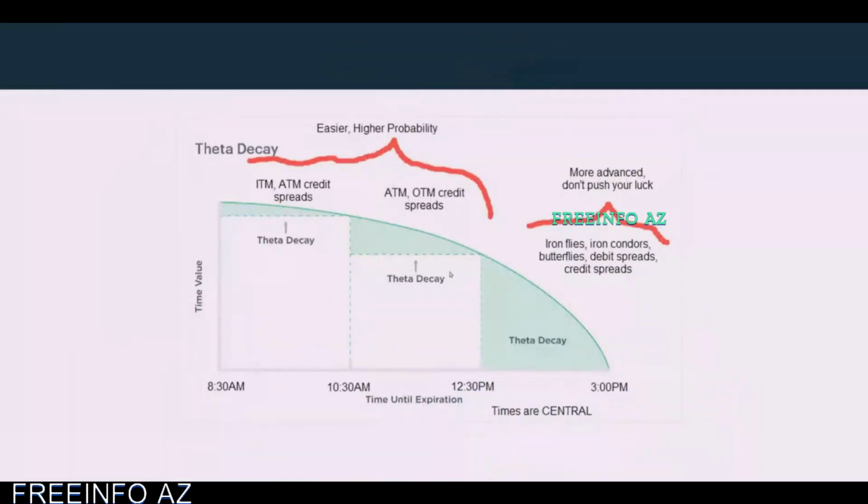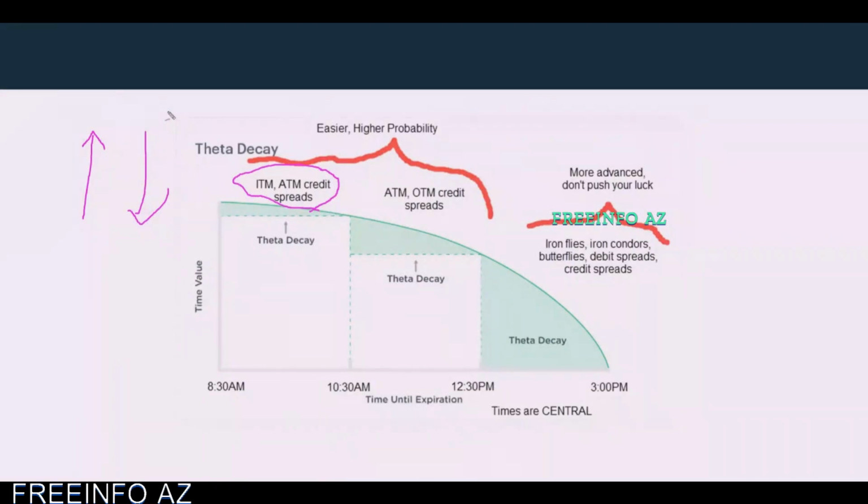All right, so here's a graph of the type of trades I'm doing. In the first 2 hours of the day, I'm typically looking at in the money and at the money credit spreads. If I get a buy signal, all I'm doing is selling a put credit spread, and if I get a short signal, I'm selling a call credit spread, and that's it.